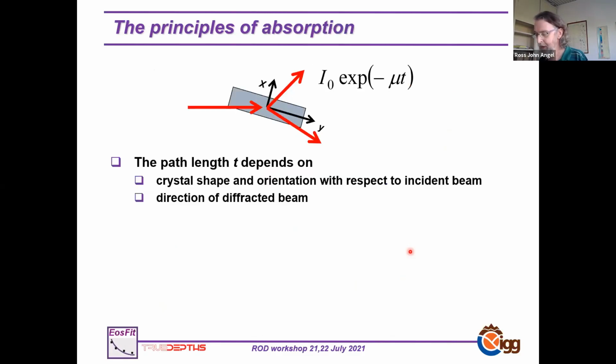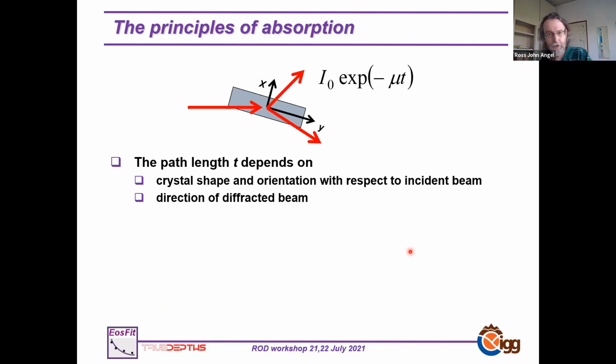Okay. So we've dealt with access, and the importance of dealing with it during integration, and we've dealt with diamond reflections. The last part is absorption. You're all familiar with absorption. It depends on the path length in the material. It depends, therefore, on the crystal shape and orientation of the crystal with respect to the incident beam and the direction of the diffracted beam.